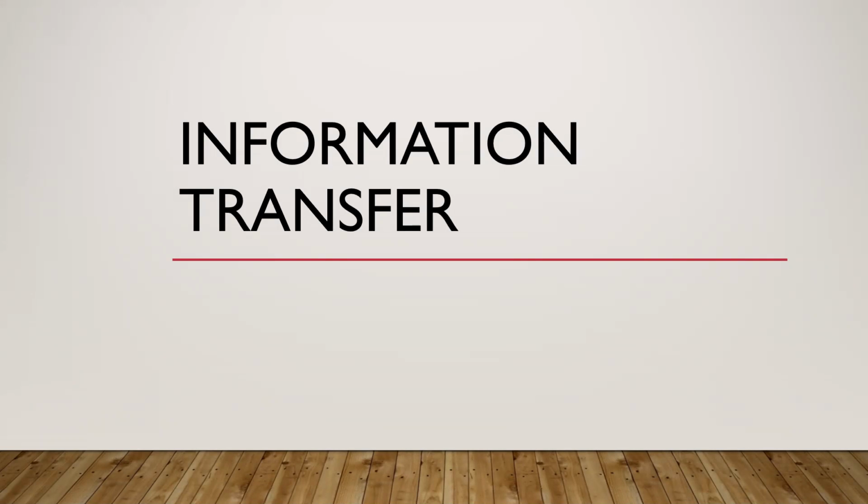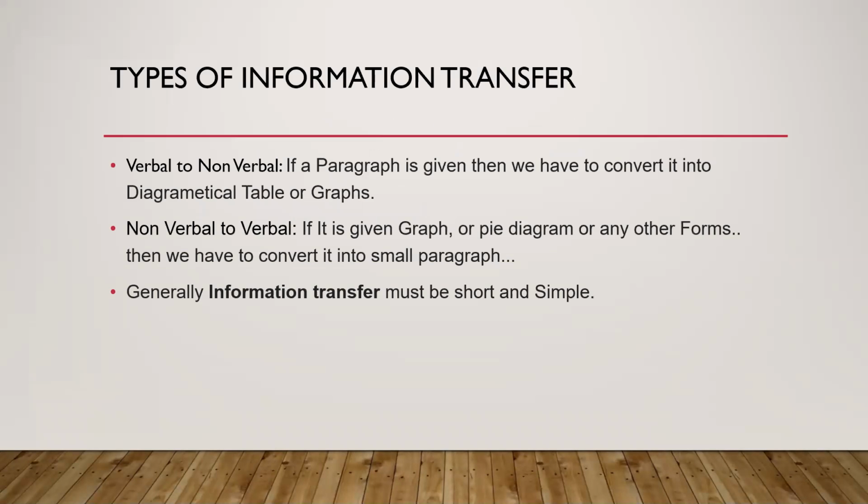Okay, so there are two types of information transfer. First is verbal to non-verbal. Verbal means paragraph and non-verbal is a diagram. So if a paragraph is given, then we have to convert it into a diagrammatical table or a graph.